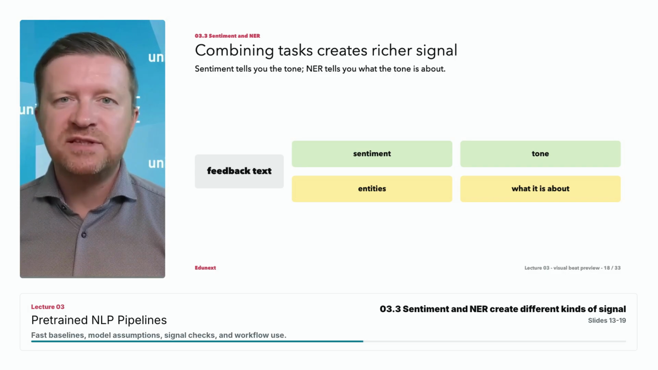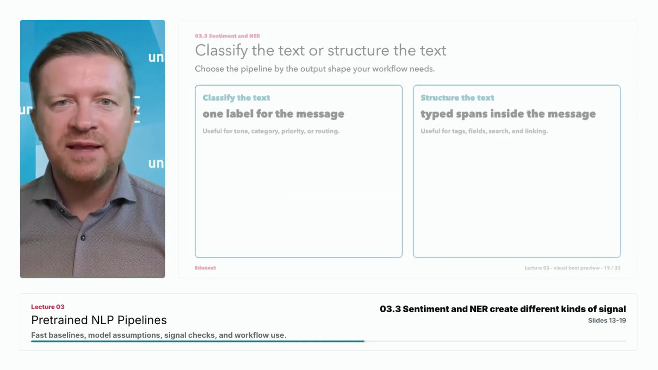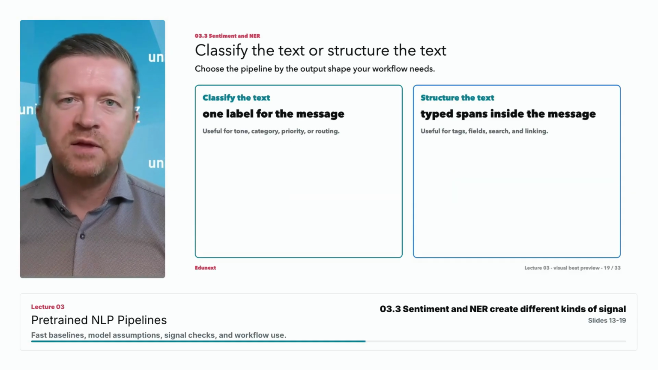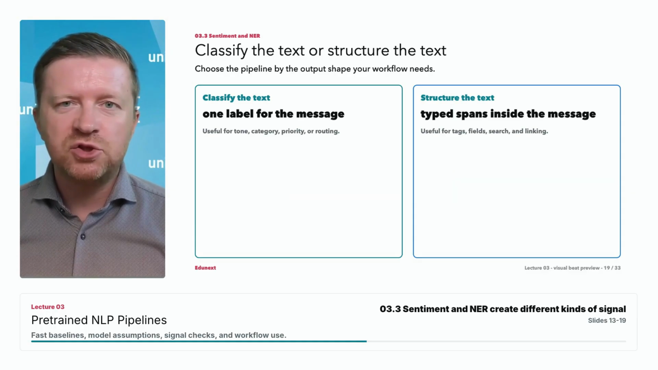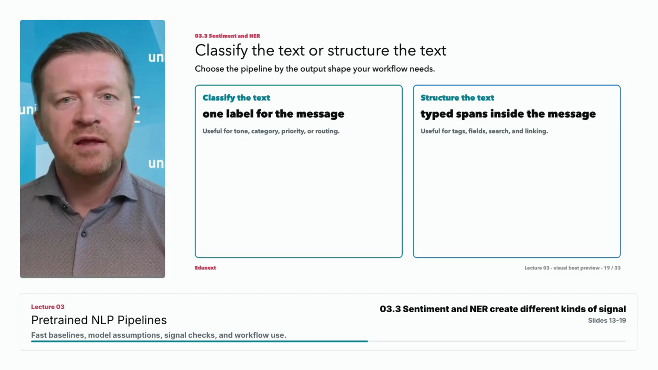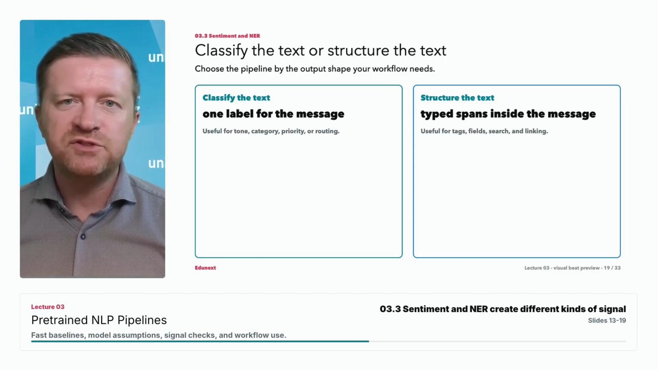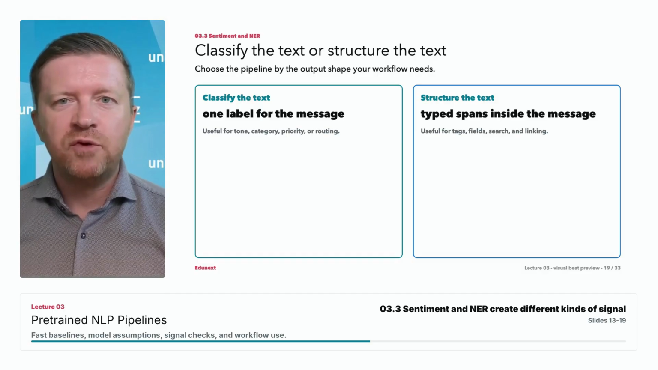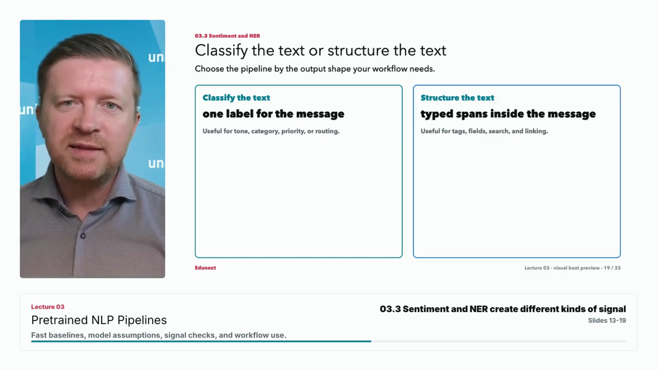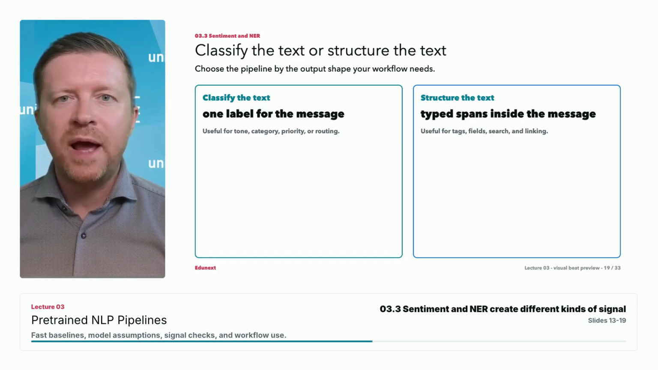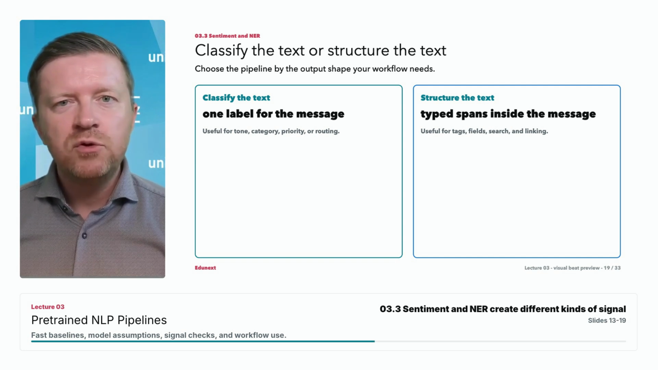The practical distinction is simple. Sentiment analysis classifies the text. Named entity recognition structures parts of the text. If your use case needs a quick view of tone, sentiment may be the first signal. If your use case needs to know who, what, where, or when, NER may be the first signal. And if you need actionable analytics, you often want both.